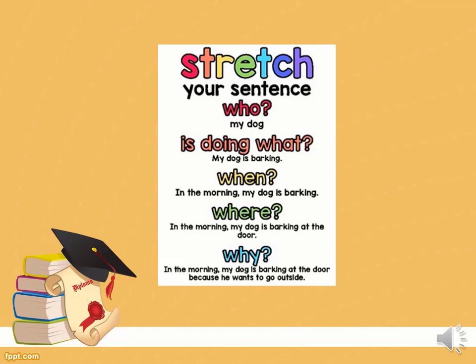Now this is a complete sentence, but you can stretch this sentence by adding the question words. For example, when is the dog barking? In the morning, my dog is barking. Where is your dog barking? In the morning, my dog is barking at the door. Why is your dog barking? In the morning, my dog is barking at the door because he wants to go outside.